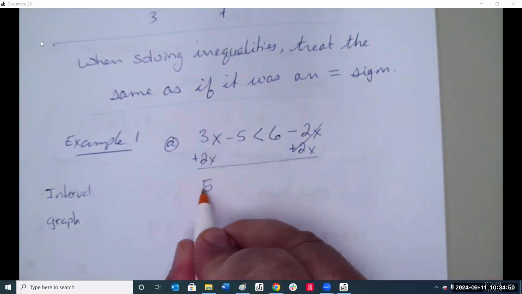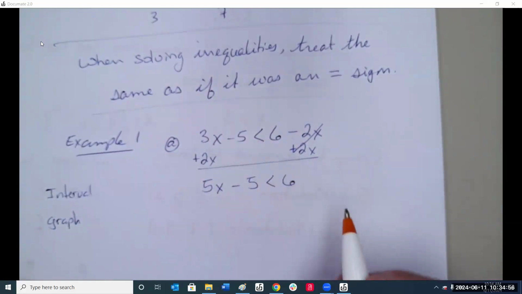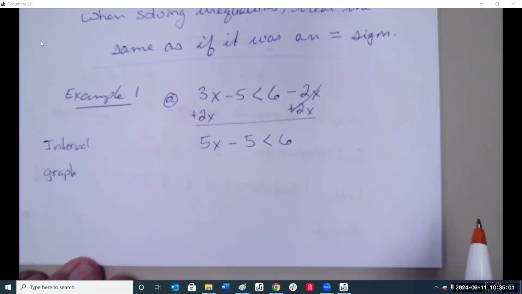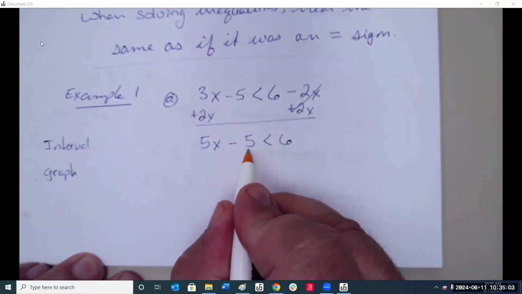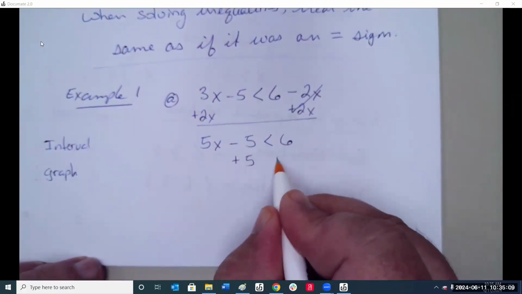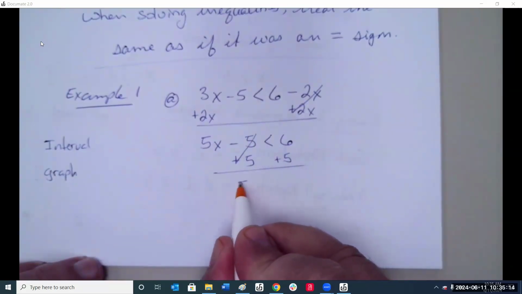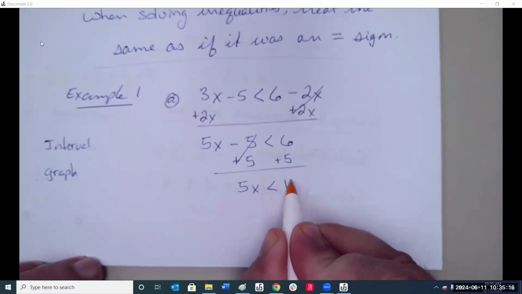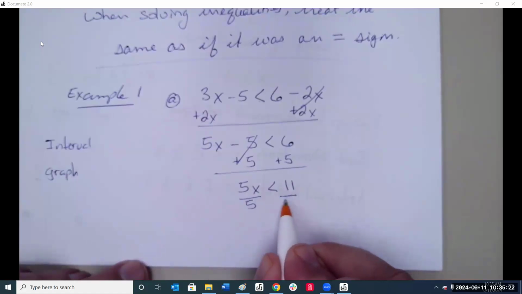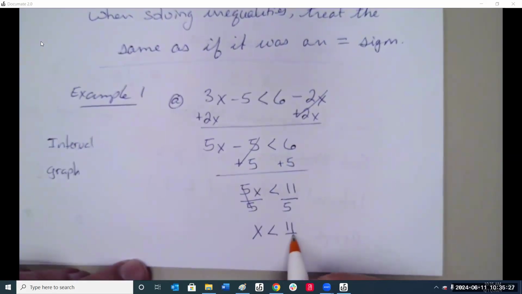3 plus 2 is 5x. Minus 5 is less than 6. Then get rid of the 5. Get rid of the non-x's. Add 5 to both sides. 5x is less than 11. Divide both sides by 5. So x is less than 11 over 5.